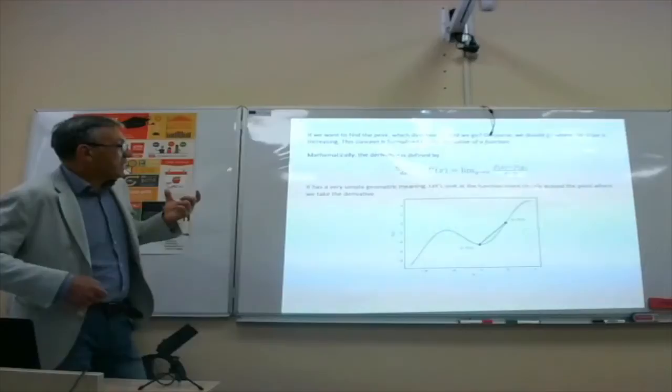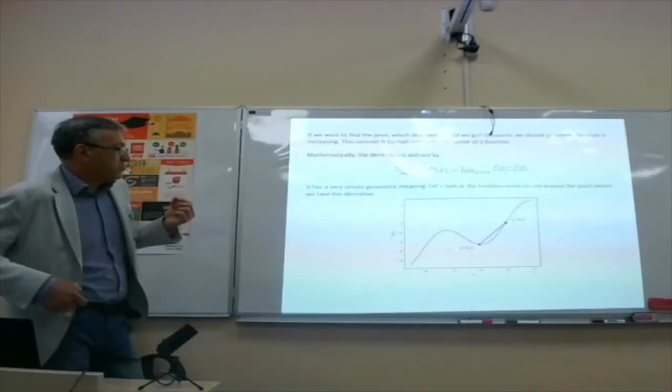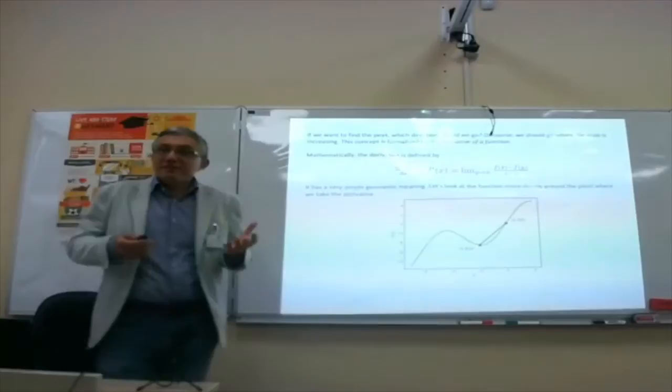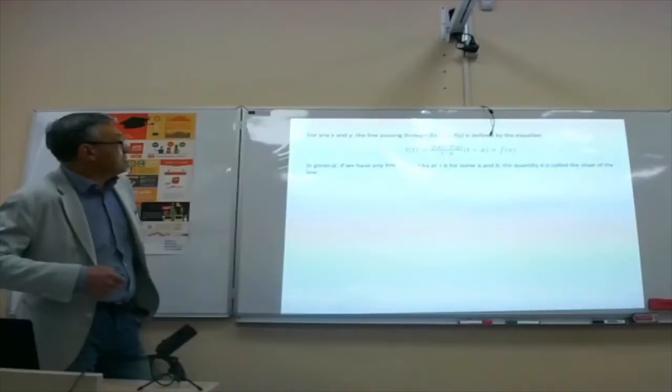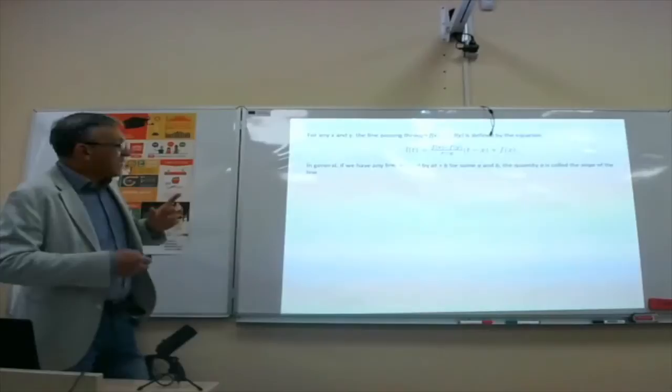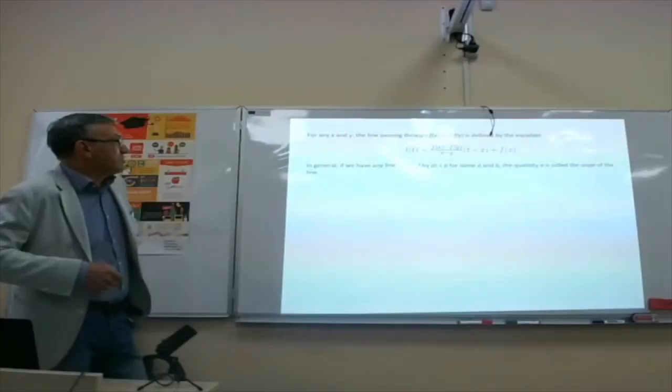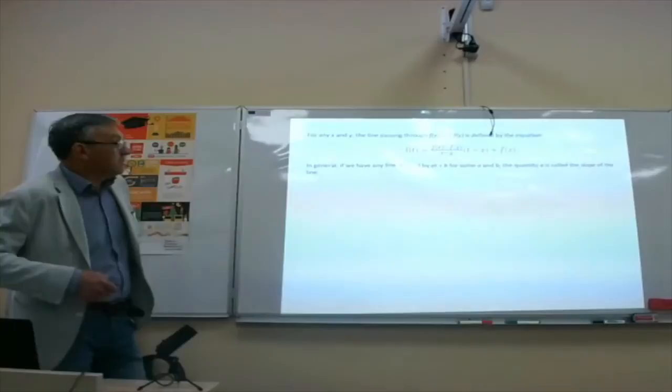If we try to choose y closer to x, we will perceive the concept of a derivative. For any x and y, the line passing through f of x and f of y is defined by an equation. This is the equation of a straight line. In general, we have any line defined by an expression with some values of a and b, and the quantity a is called the slope of the line.